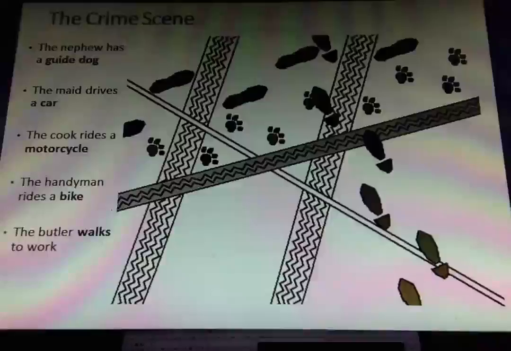So the last person to leave the premises stole the exhibit. The butler walks. The handyman rides a bike. The cook is on a motorbike. The maid drives a car, and the nephew has a guide dog. So look at the layers that are there. Which one is at the very bottom? Which one is overlain by every other method of movement? Which?